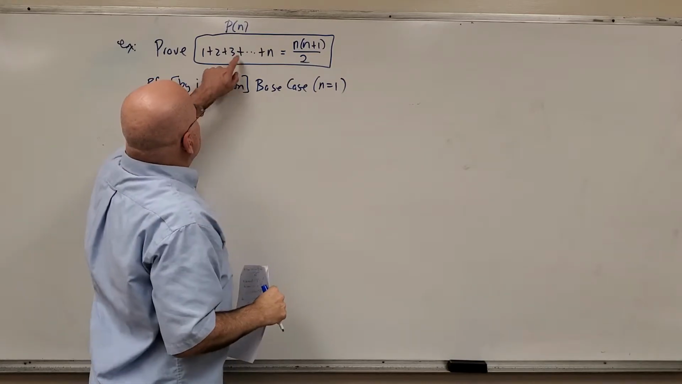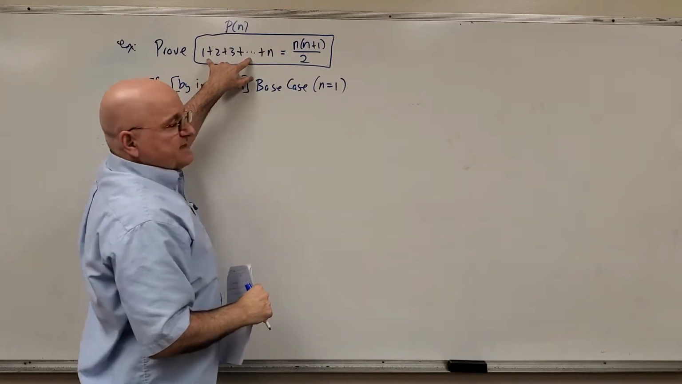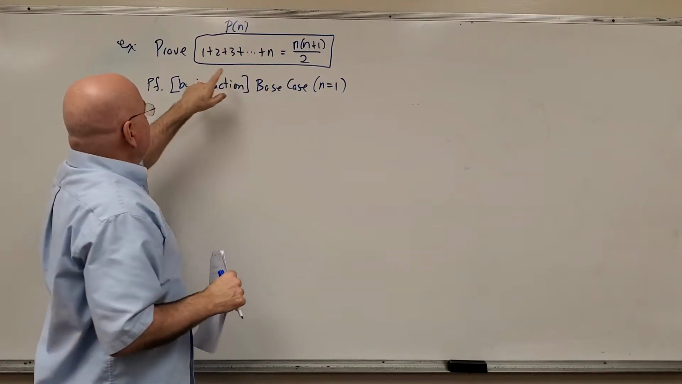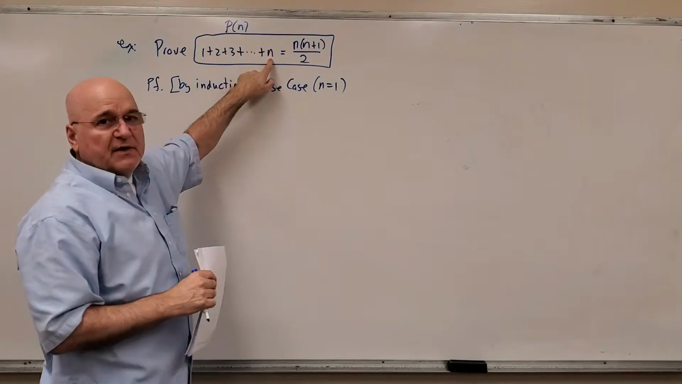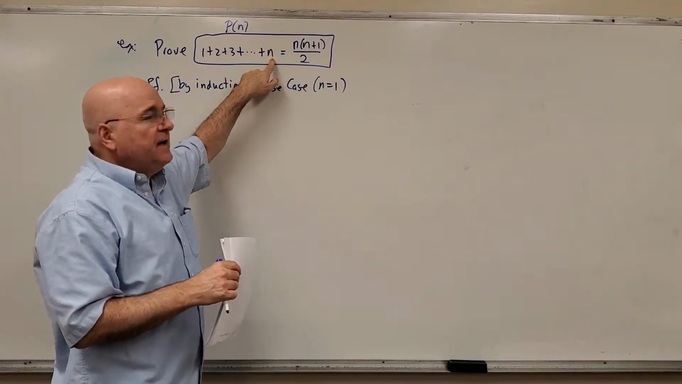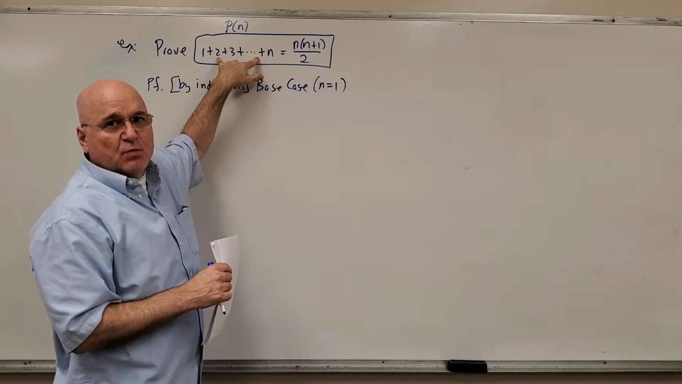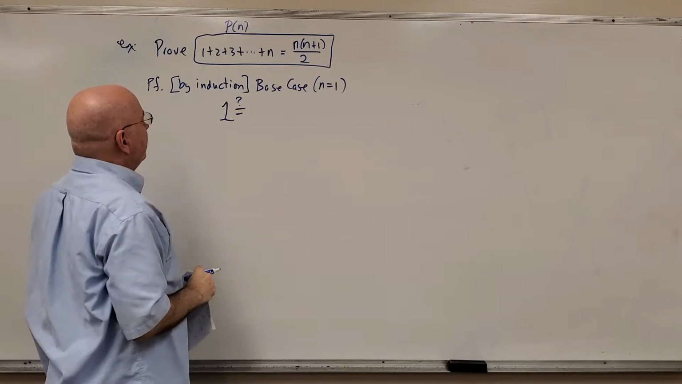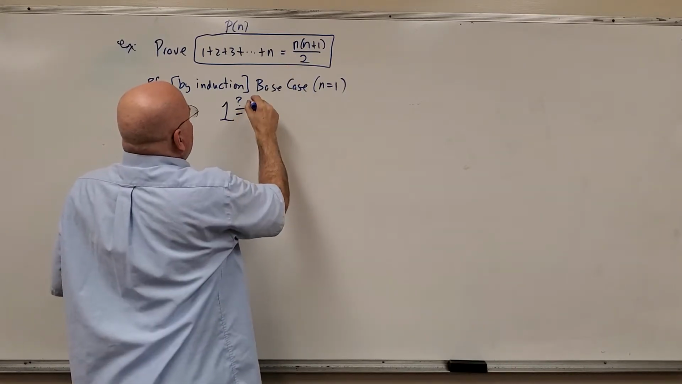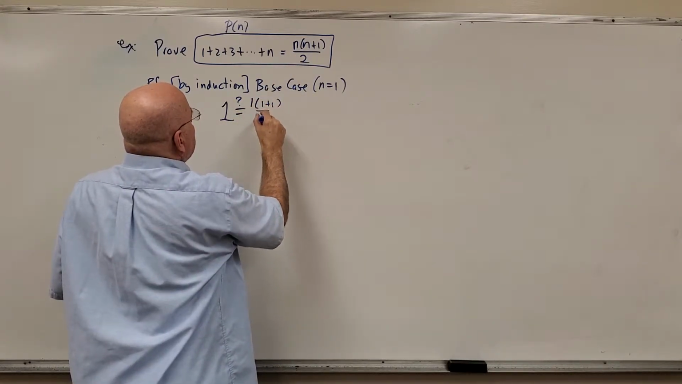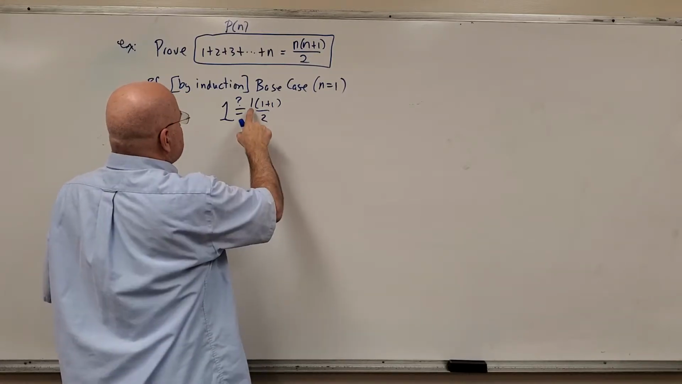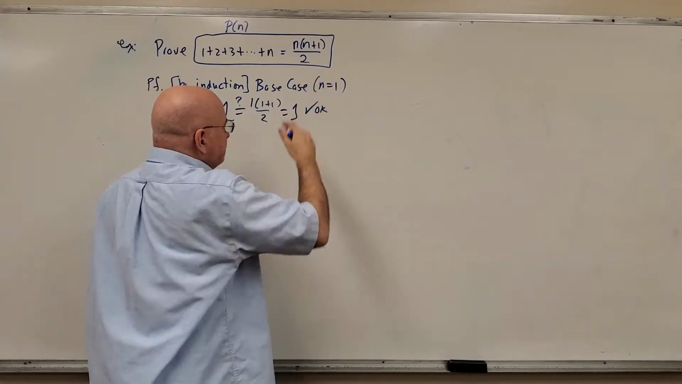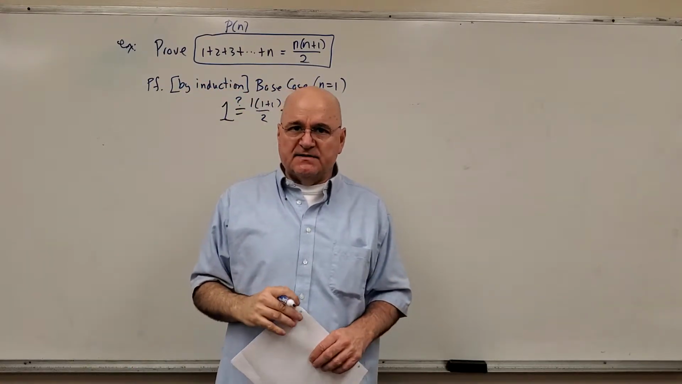Now, if you haven't seen this before, the left-hand side when n is equal to 1 is nothing more than the number 1. It looks like it has 1 plus 2 plus 3, but it only goes up to n, and n happens to be 1, so the whole left-hand side is just 1. Does 1 equal 1 times 1 plus 1 over 2? That's 1 times 2, 2 over 2, that's 1. So I put a check mark saying I verified the base case is true.